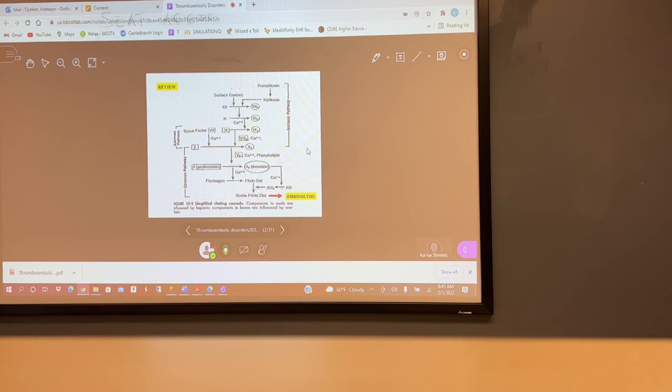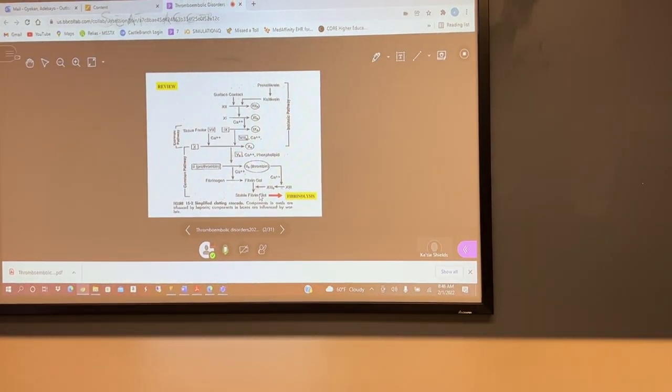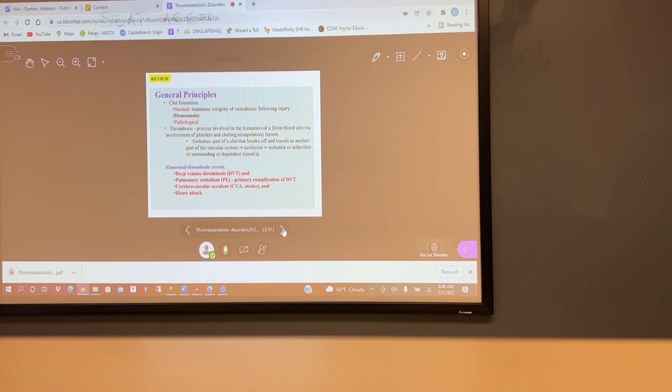Now, the body is so great that when this fibrin clot is formed, it does not stay as a clot, because if it does, then there's a problem. So there's a process called fibrinolysis, breaking down fibrin. That in itself helps to arrest excessive clot formation. And when I treat the anti-thrombotic agents under peripheral artery disease and stroke, we will talk about fibrinolytic agents that are being used in the management of that thrombotic event.